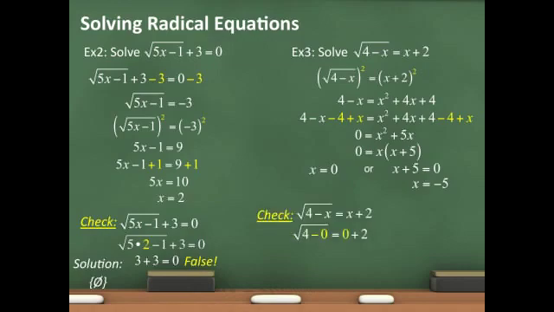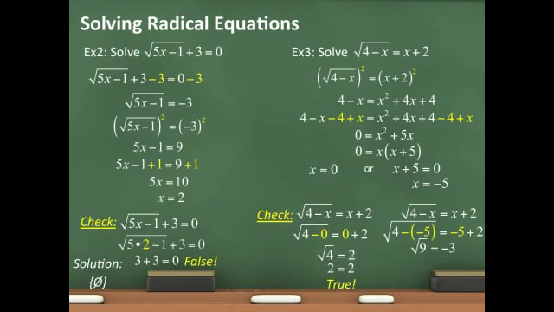First, replace the x's in the original equation with 0. Upon simplifying, we obtain a true statement, so the solution 0 checks. Next, we replace the x's in the original equation with negative 5 and simplify. This time we got a false statement. This means that negative 5 does not check, so we reject it. Therefore, we only have one solution, which is 0.